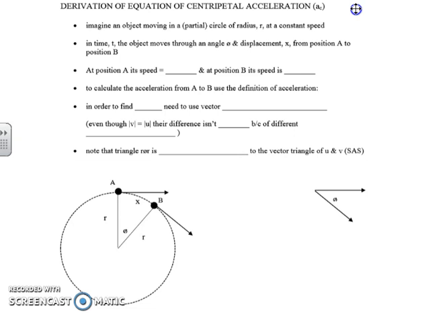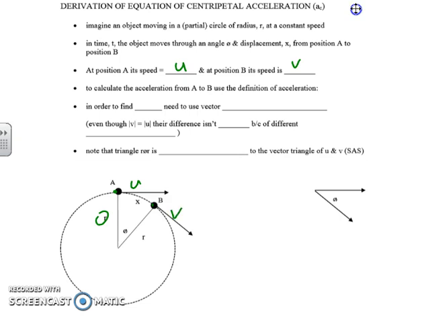So imagine an object moving in a partial circle of radius r, right here, at a constant speed. In time t, it goes from position A right here to position B, and it covers the displacement x, that little arc length there. And then we know it has speed, so we're going to label the speeds. I'm going to label it u for this one right here, so the u vector, and at position B, its velocity or speed is v.